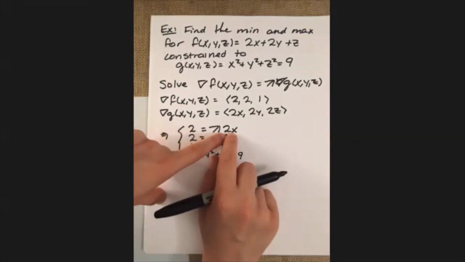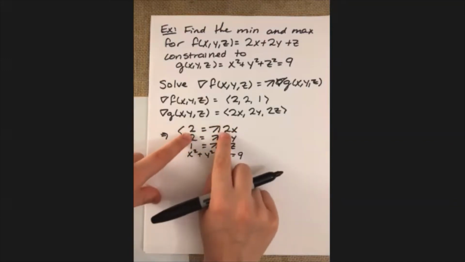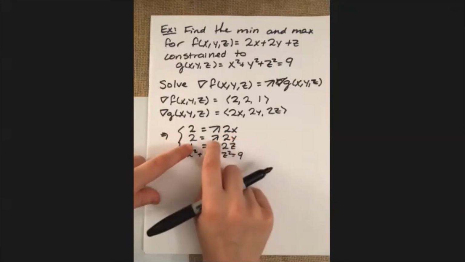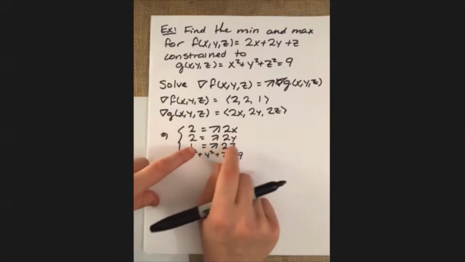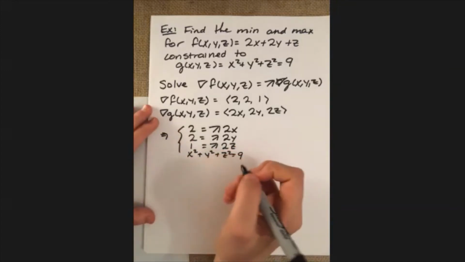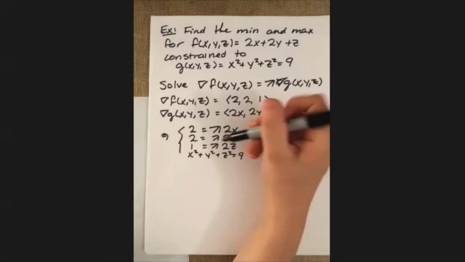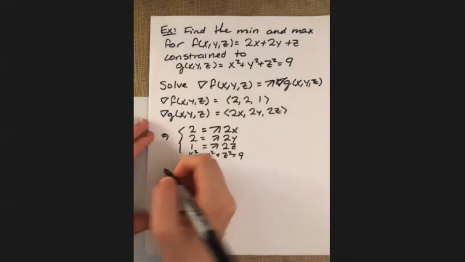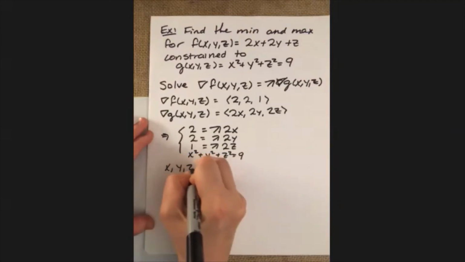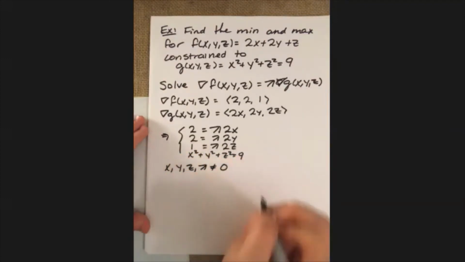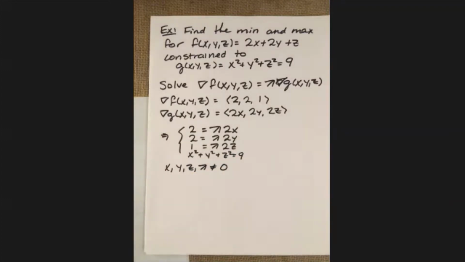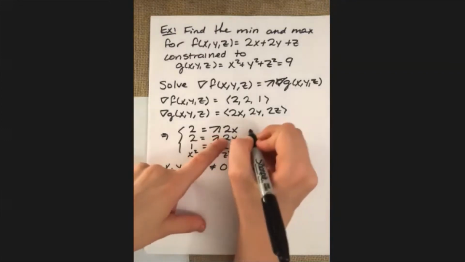So let's look at this and think about it. If x is equal to 0, then this side is equal to 0, and we're saying that 2 is equal to 0. So x cannot be equal to 0. Same idea here: if y equals 0, we get 2 equals 0. And similarly here, if z equals 0, we get 1 equals 0. So x, y, and z cannot be equal to 0. Also, as a bonus, lambda can't be equal to 0 for the exact same reason. Okay, so now we're ready to rearrange. I like to solve for lambda first, and then use that to figure out everything else. So I'm just going to use this equation right here.